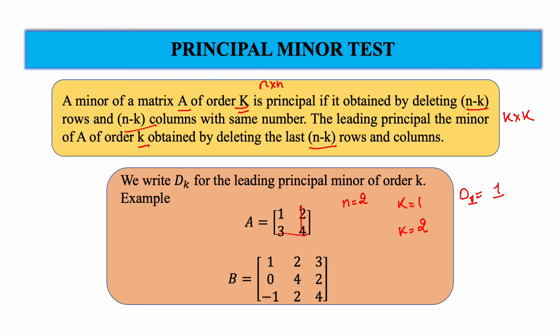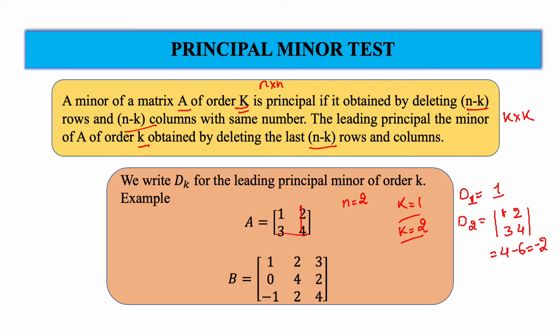Now when you take k equal to 2, D2 is simply the determinant when you do not delete any row or column. That means the full matrix, 1 2 3 4. That is nothing but 4 minus 6, which is equal to minus 2. So this is how you can find the determinant of leading principal minors. Here Dk represents the leading principal minor of order k.